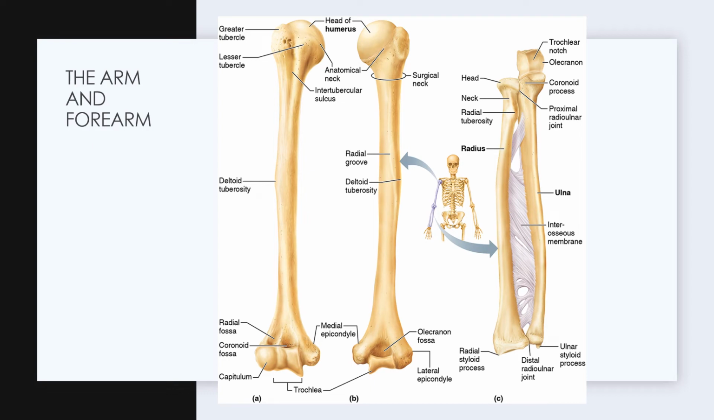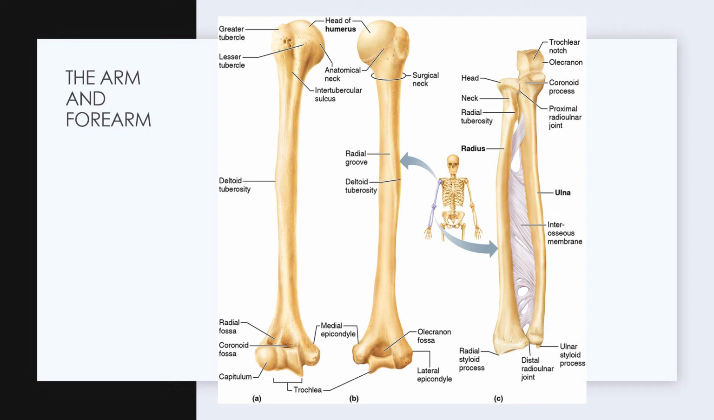Above the trochlea anteriorly is a depression called the coronoid fossa. And on the posterior surface, it's the olecranon fossa. These two depressions allow the corresponding processes of the ulna to move freely when the elbow is bent and extended. So the forearm, so moving on to the right side of this image, we have the two bones, the radius and the ulna.